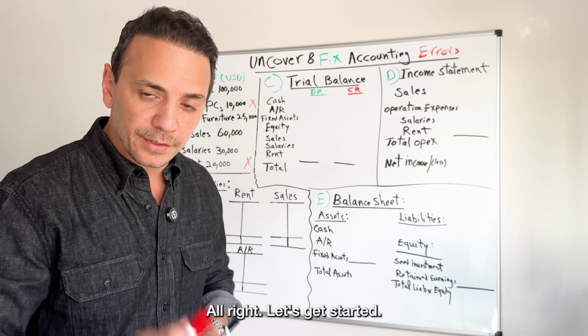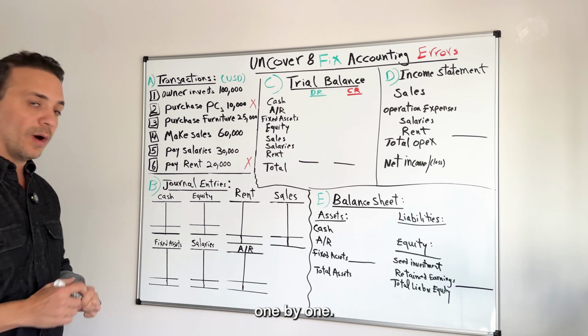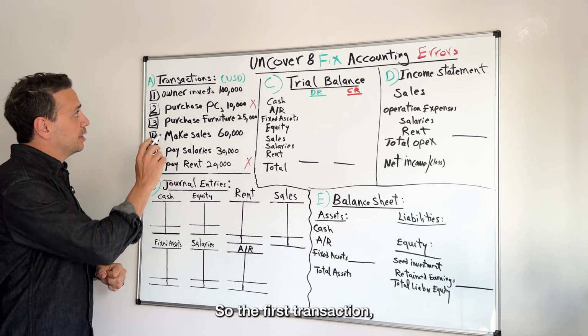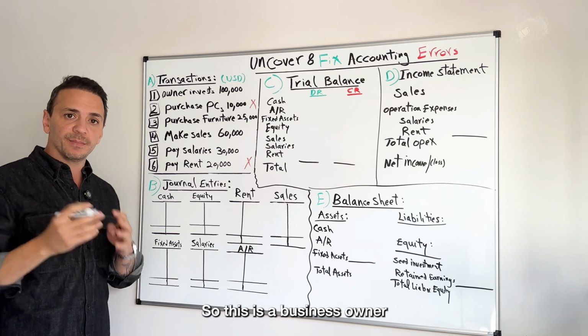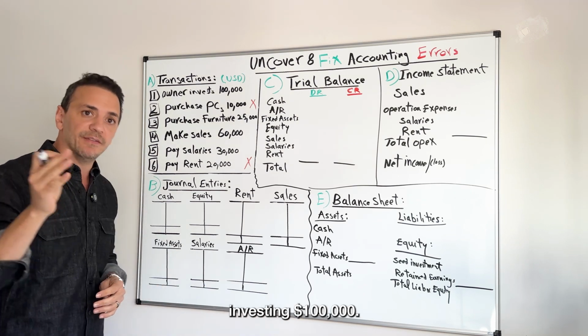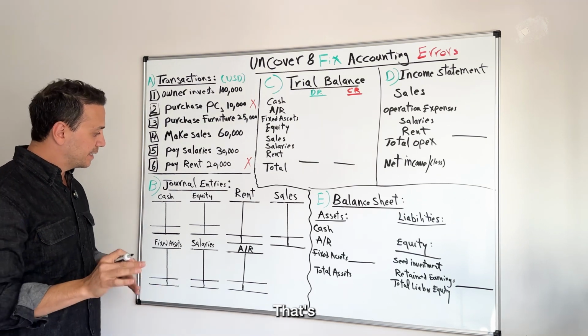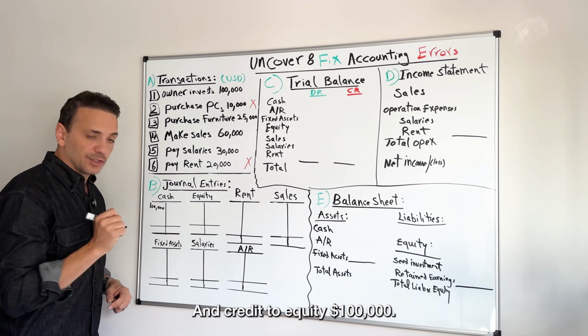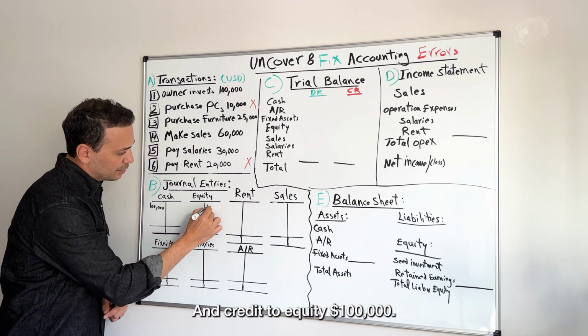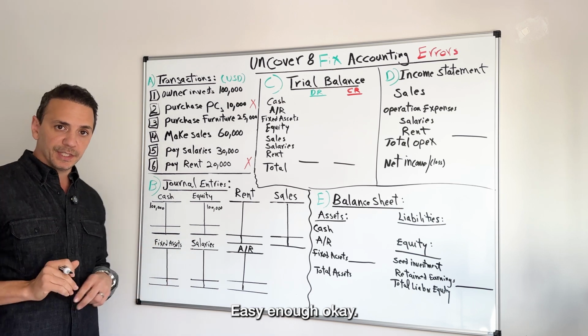All right, let's get started. We'll go through these transactions one by one. The first transaction, the owner invests $100,000 in the business. So this is a business owner starting a new business, investing $100,000. That's going to be a debit to cash for $100,000 and a credit to equity for $100,000. So far, so good. Easy enough.